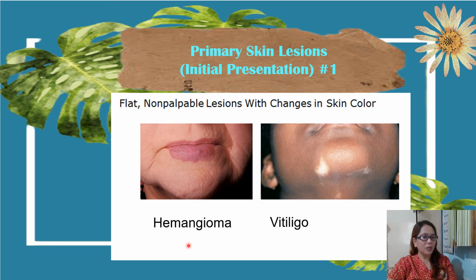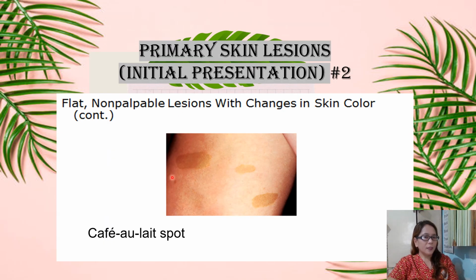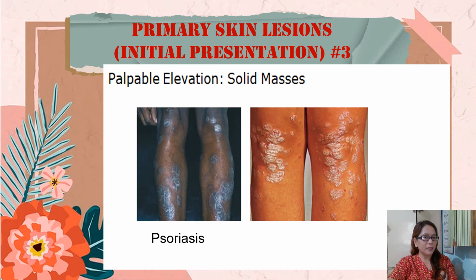For example, the hemangioma. Okay, this is an example of a birthmark that is usually present at birth. And vitiligo. Okay, na-mention na natin kanina yung vitiligo, no, nagiging white yung portion of the skin. And another example of the non-palpable lesions is the lait spot, which was mentioned again in the previous slides.